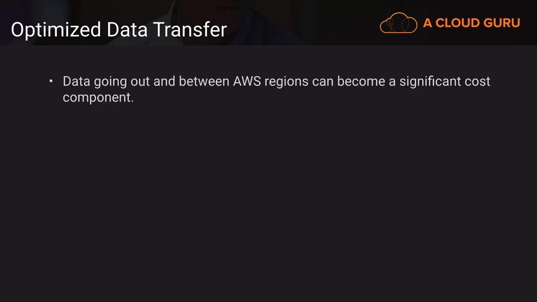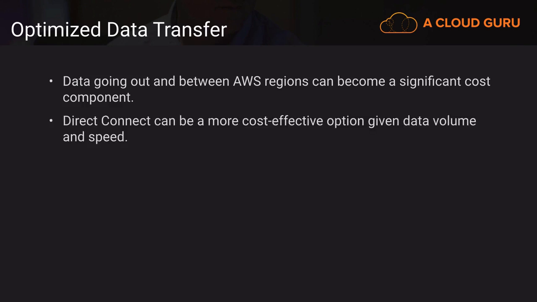Now you should also think about data transfer because as you know, moving data into AWS doesn't cost anything, but moving data out and between regions does cost something because that could comprise a significant cost component for us if we're shuffling data around a lot. And in some cases, Direct Connect, although maybe on the surface it looks more expensive, it could actually be more cost effective in the long run, depending on what sort of data we need and our speed requirements.